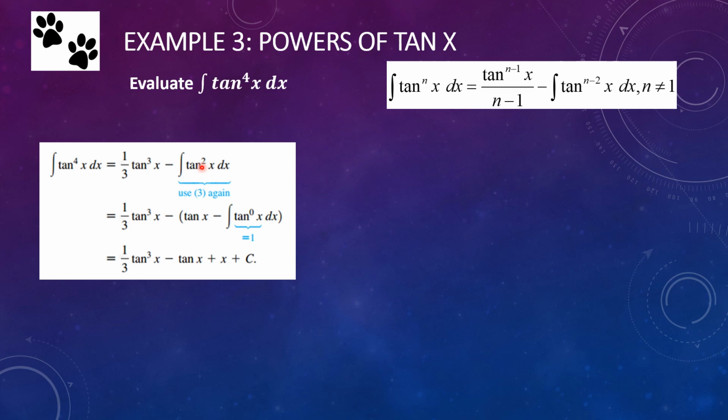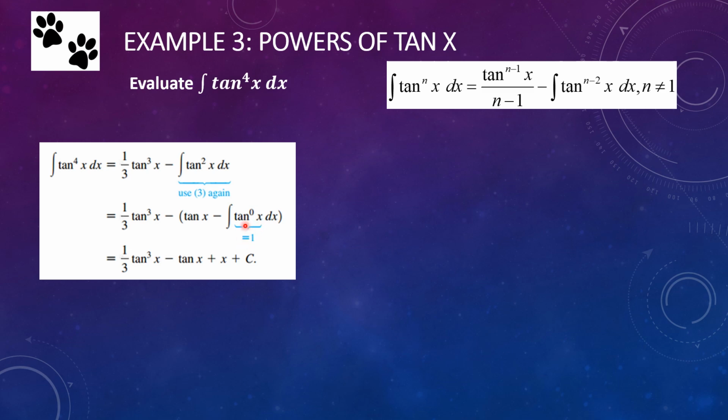If we use the same formula again, now n is equal to 2, so we get tangent to the 2 minus 1, which is tangent of x, over 2 minus 1. 2 minus 1 is 1, and tangent of x over 1 is simply tangent of x. Minus the integral of tangent to the n minus 2. Since n is equal to 2, we get 2 minus 2, or tangent to the 0 power of x dx.